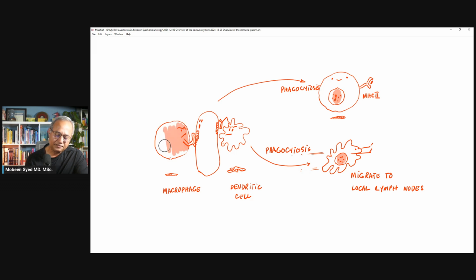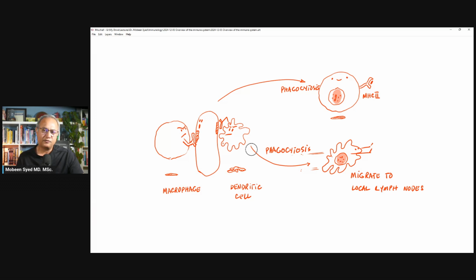So here is a macrophage, and here is a dendritic cell. There is some difference in their origin, there is some difference in their function, but more importantly, macrophages will take care of the pathogen on the site of infection. In the beginning of an infection, macrophages are the ones that primarily try to handle the pathogen in that area. And then when the inflammation starts occurring, some macrophages can actually go to the lymph node.